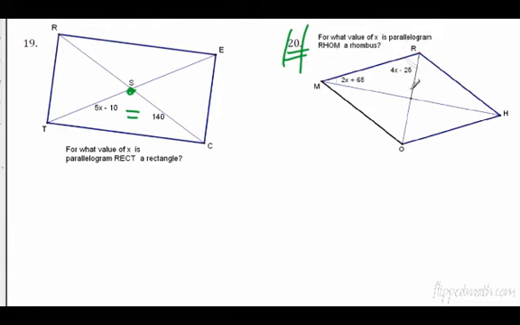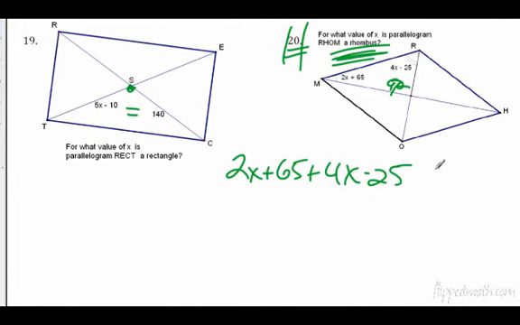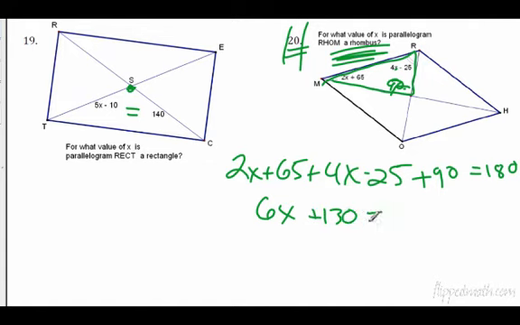What is the value of x? Remember, this is a rhombus. They want it to be a rhombus, so that means this has to be 90 degrees. So our equation is 2x plus 65 plus 4x minus 25 plus a 90 has to equal 180 degrees because I'm looking at this triangle right here. All of these angles, when you add them, equal 180 degrees. Let's add it up. Combine like terms. 6x, 65 minus 25 is 40 plus 90 is 130 equals 180.